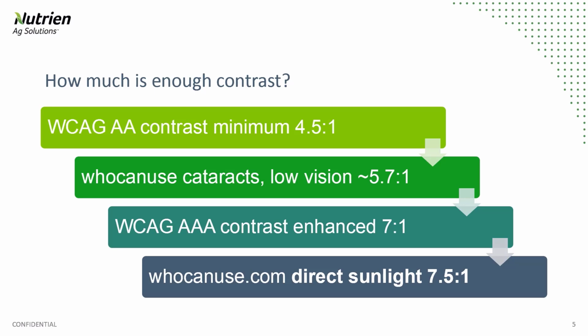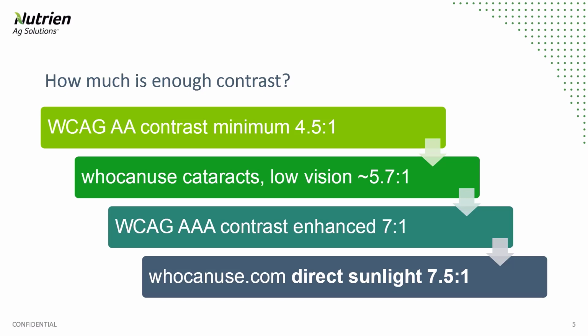The WCAG AA contrast minimum is a ratio of 4.5 to 1. According to the 2022 WebAIM Million report, 83.9% of home pages have text with less contrast than this minimum. Moving up, the Whocanuse tool estimates a minimum contrast ratio of about 5.7 to 1 for people with cataracts or low vision. Up again, the WCAG AAA contrast enhanced ratio is 7 to 1.